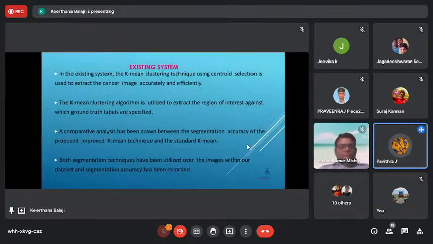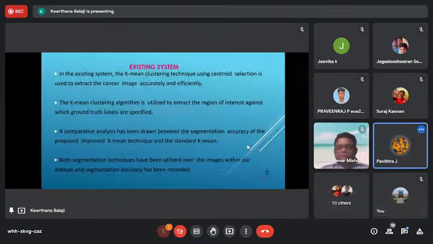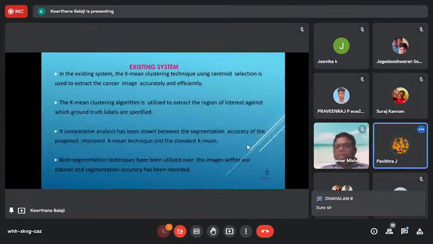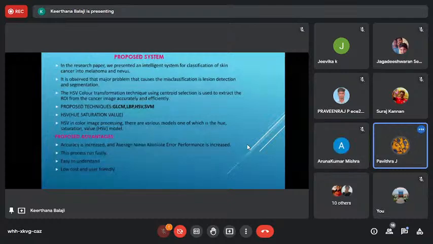Next, we are going to see the proposed system. In the research paper, we presented an intelligent system for classification of skin cancer into melanoma and nevus. It is observed that the major problem that causes the misclassification is lesion detection and segmentation. The HSV, which is hue saturation value color transformation technique using centroid selection, is used to extract the ROI from the cancer image accurately and efficiently.